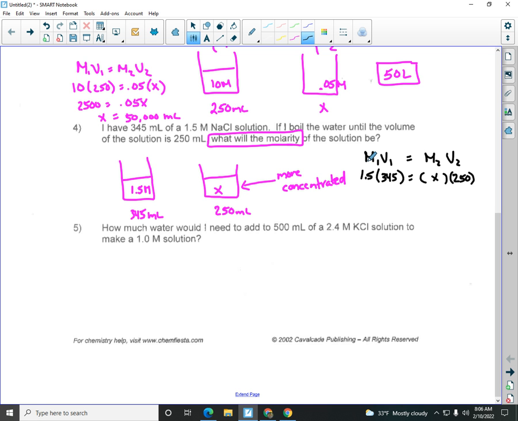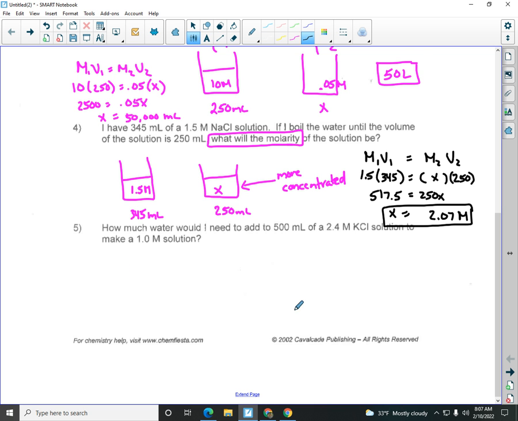Okay, now that we got that answer, let's do 1.5 times 345, which is going to give us 517.5 equals 250x. Let's divide both sides by 250. X is going to equal 2.07. And what are the units? Molar. So now we can see that our prediction that the molarity would be higher was right, because we became more concentrated. Instead of 1.5, we're at 2.07. Okay, try a question like this.